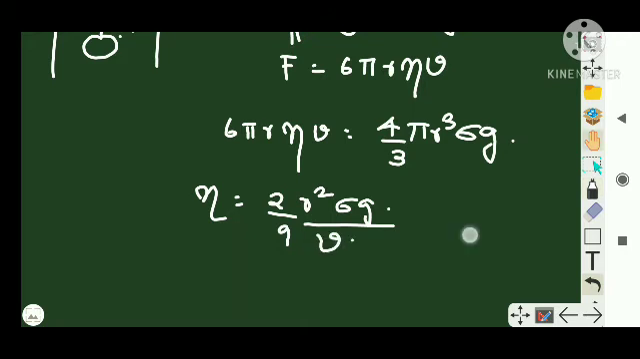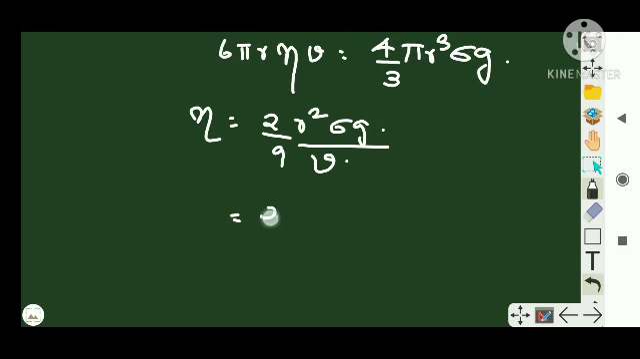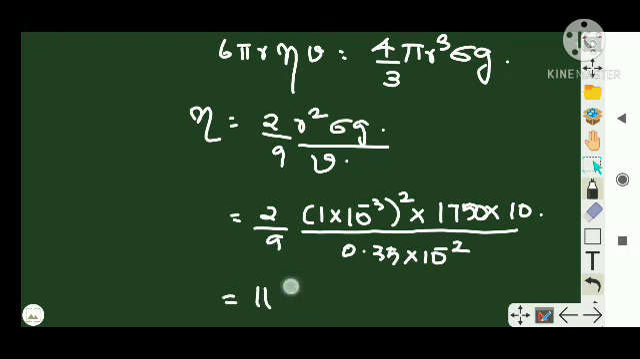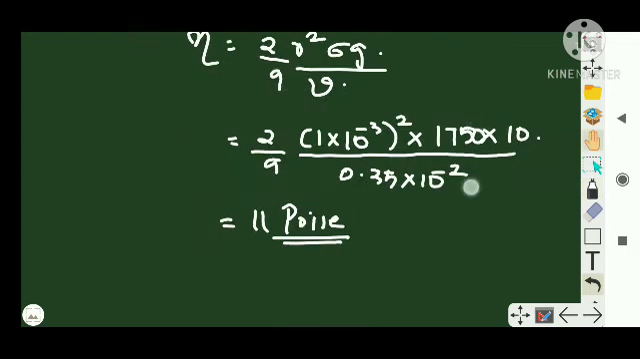Please substitute the values. It is 2 by 9, 1 into 10 to power minus 3 whole square, 1750, 10 divided by 0.35 into 10 to power minus 2. You will get 11 Poise as the answer. The unit is Poiseuille, but you can make it as Poise. Clear? Alright. Now next question is the sixth one.